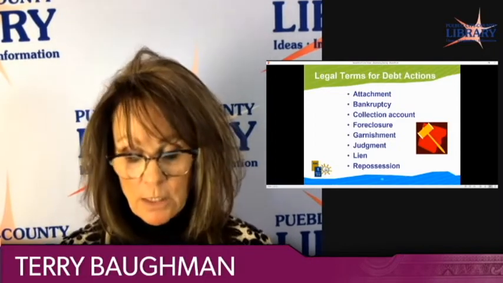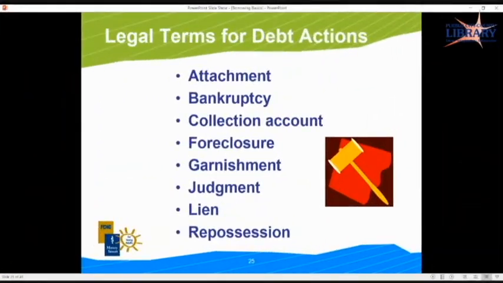An attachment is a lien against your personal property. Bankruptcy is a legal decision of insolvency, and that means it usually stays on your credit for about 10 years. That's a long time on your credit report because it really takes a big hit on your credit when you have a bankruptcy. Collection account: past due accounts where they've put a collection in place where they're going to collect that debt from you. Foreclosure is another legal proceeding initiated by the lender to take possession of your property or your collateral.